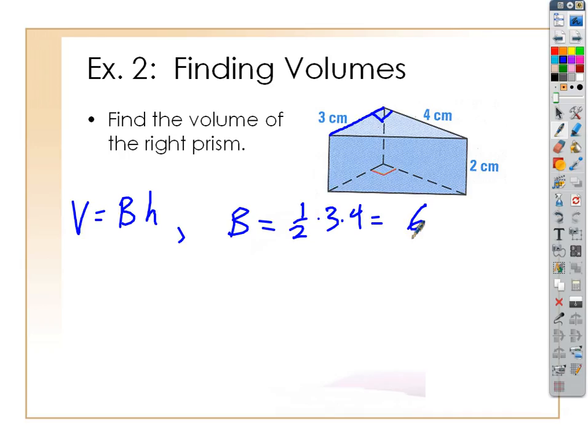Okay. And the units would be, if we're measuring the lengths in centimeters, what would the units of the volume be? If it's surface area, it'd be square centimeters, right? But if it's a volume, what's it going to be? Cubic centimeters. Yeah. Okay.